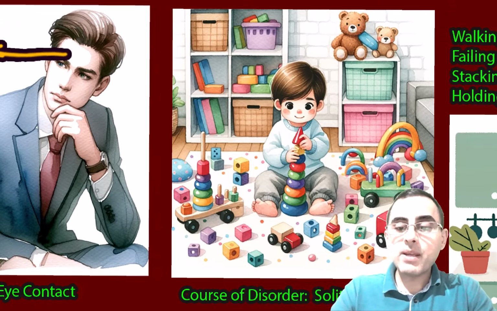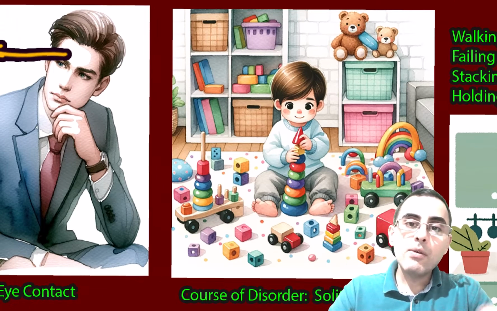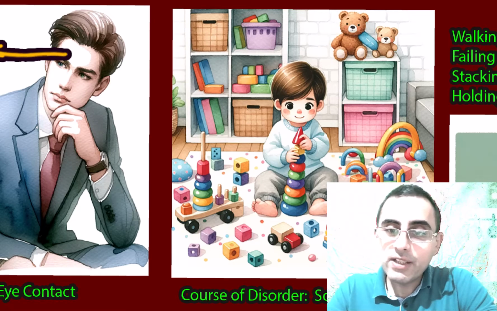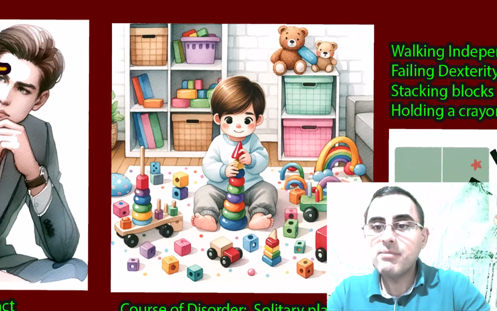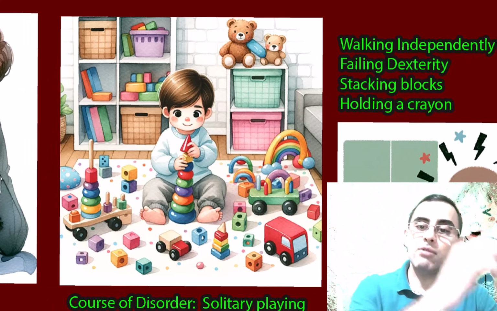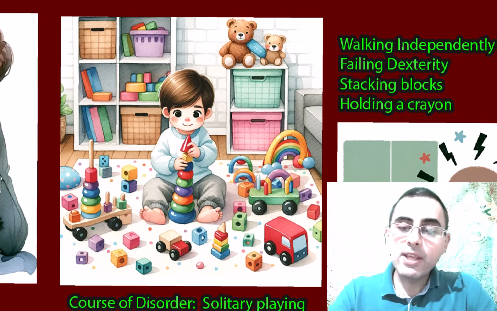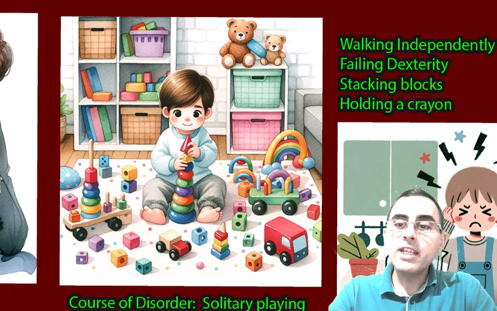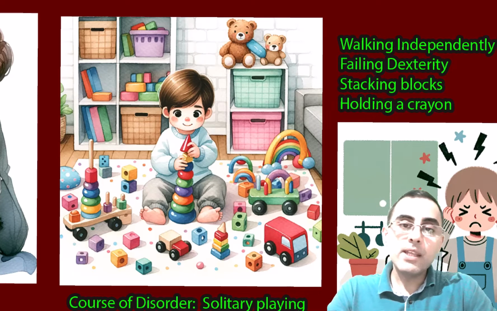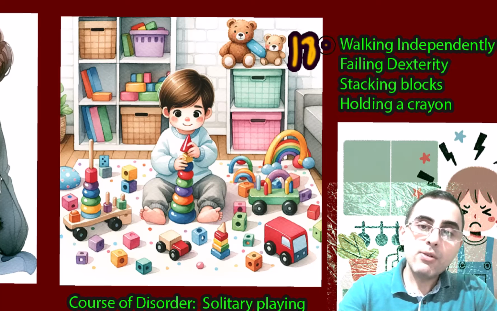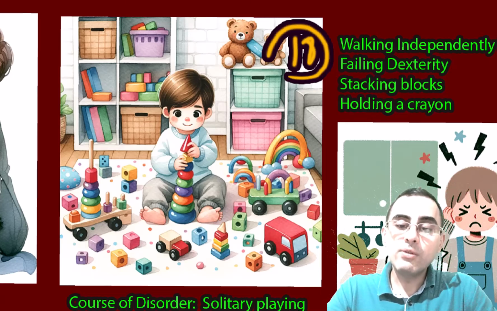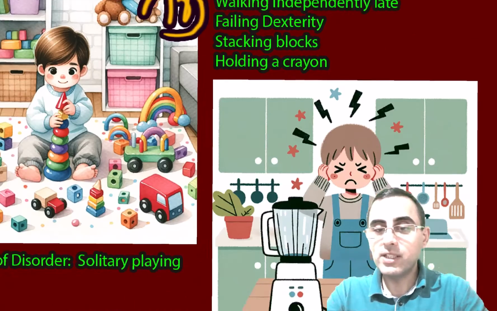Also such kids play solitary, outside of other kids, and their playing is different from other kids also. Sometimes they have poor dexterity. It means it's difficult for them to stack blocks, for example, or hold a crayon correctly, or walk independently. Sometimes they are clumsy and they start walking maybe at 18 months or later, but their language skills are usually good and usually timely and not delayed.